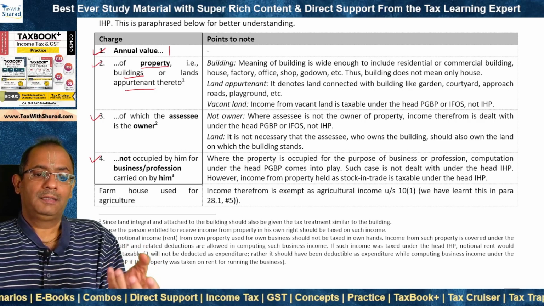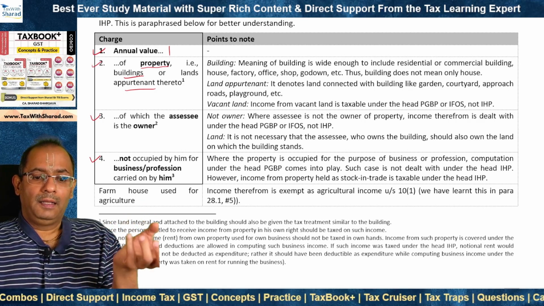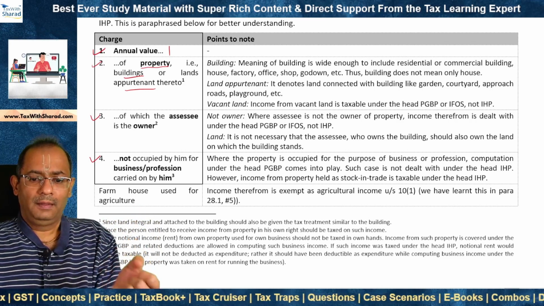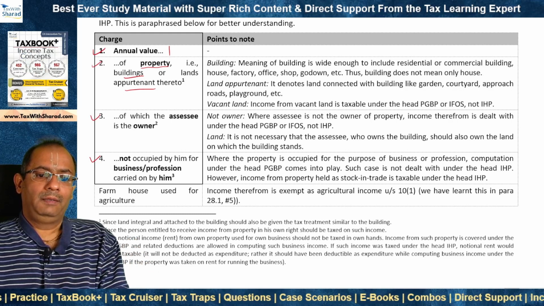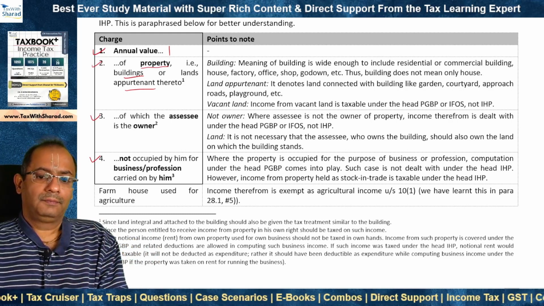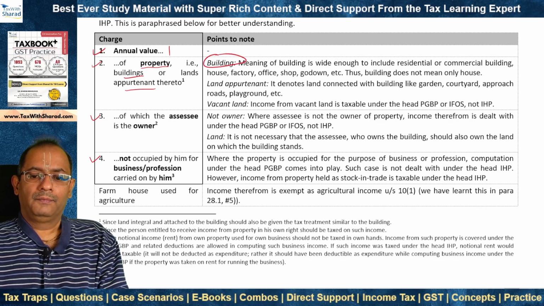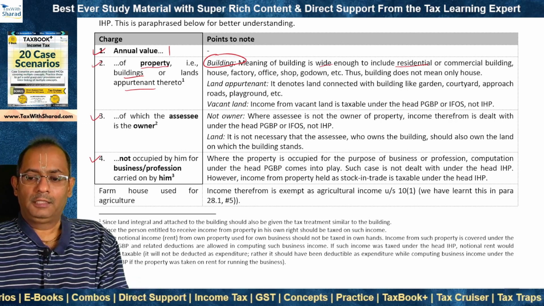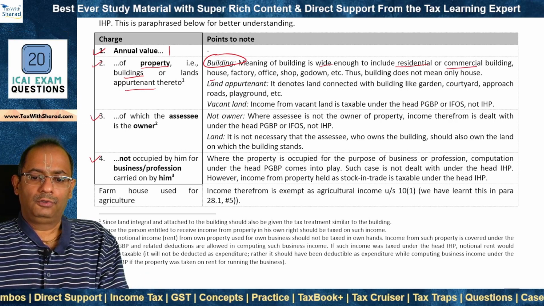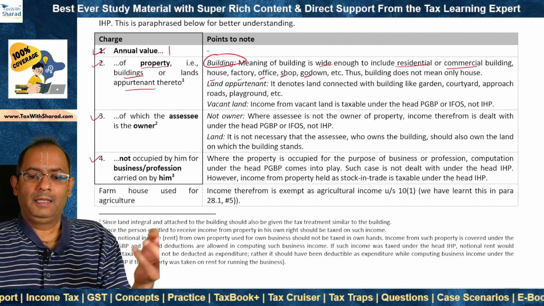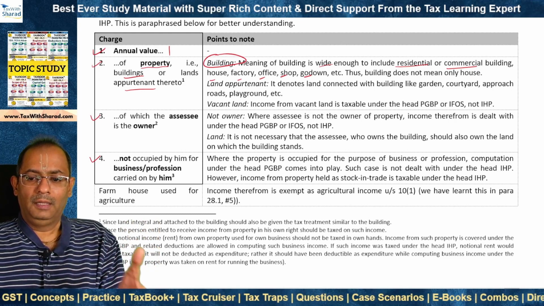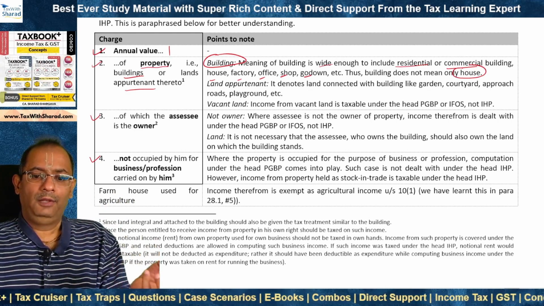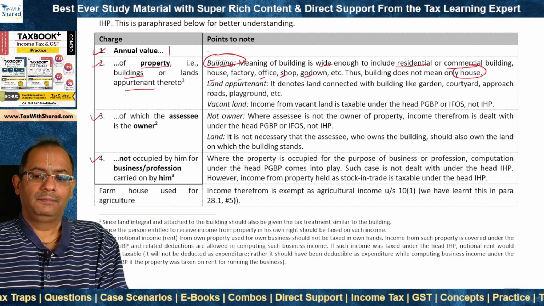Lands appurtenant thereto means land which are integral or which are attached or which are connected with the building, right? So their treatment is also the same as the building to which they are appurtenant. Now, as far as building is concerned, the meaning of building is quite wide. It not only includes residential buildings but also commercial buildings. So house, factory, office, shop, godown, etc. is covered within the purview of the term building. And therefore, building does not mean only house, right? So annual value of a building is charged to tax under IHP.